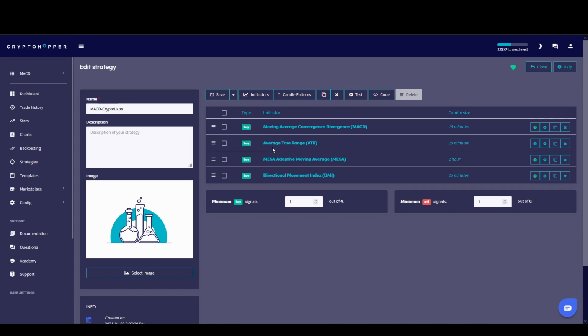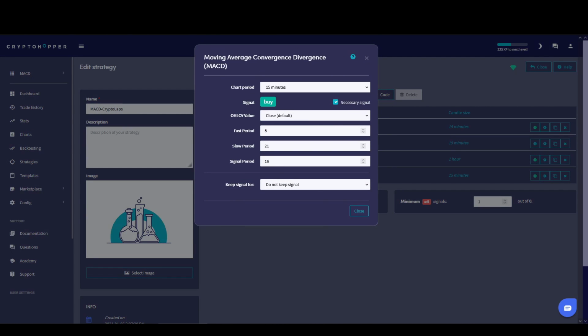But in today's video, I won't use the average true range because I know a lot of you don't have the Hero subscription. So I'll be using only those three. The Mesa and the directional movement index are to find the trend. And once those two have confirmed the trend, we use the MACD to enter our position.